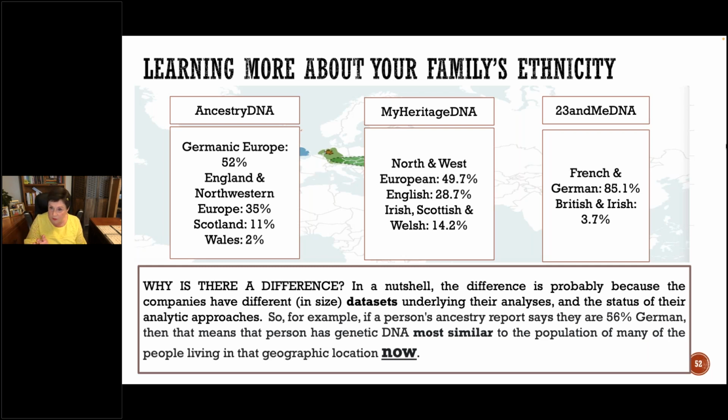So why is there a difference between and among these companies? The difference is probably because the companies have different size data sets underlying their analyses and different analytical approaches. So, for example, if a person's ancestry report says they are 56% German, then that means that person has genetic DNA most similar to the population of many of the people living in that geographic location now. So now these can change.